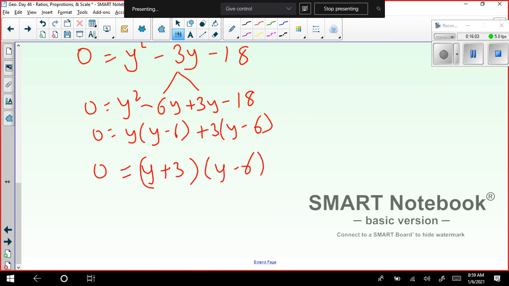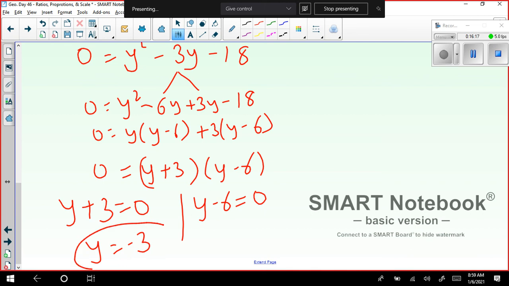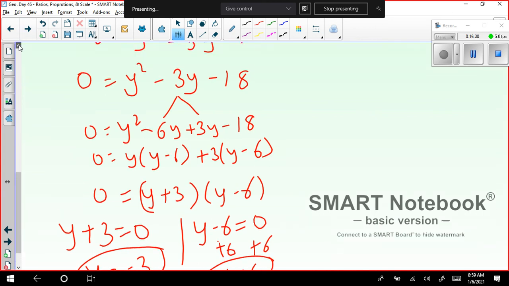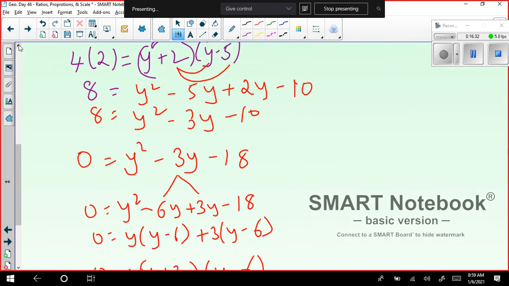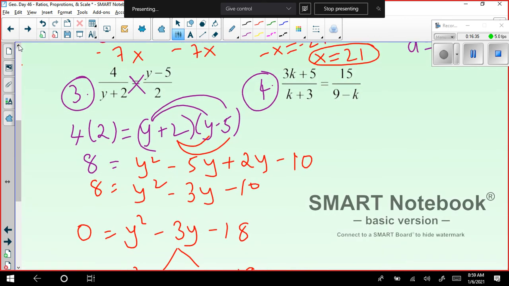To get the values of y, we have to equate each of them to zero. So I have y plus 3 equals 0 or y minus 6 equals 0. Subtracting 3 on both sides, I get y equals negative 3, or by adding 6 on both sides here I get y equals 6. These are the two possible values for y. Same way, you may have a quadratic equation in the fourth one. I want you all to solve the fourth one. I'll give you a minute.